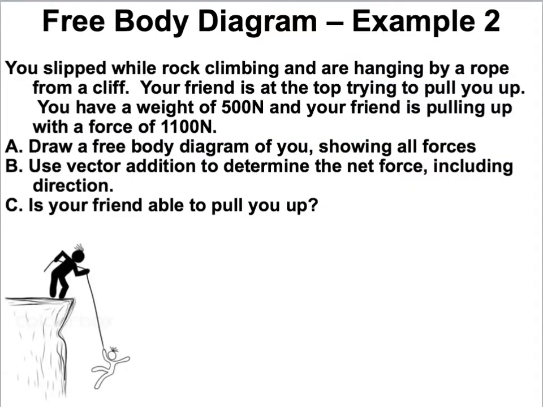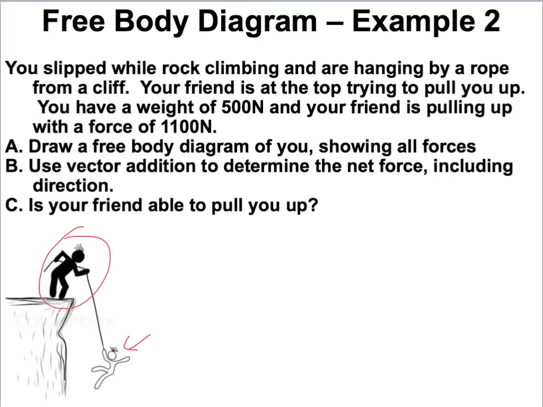Let's look at another example. Now I know this would never happen, so it says that you slipped while climbing, doing some rock climbing, and now you're hanging by a rope. So that's you. Your friend is at the top trying to pull you up. You have a weight of 500 newtons, and your friend is pulling up with a force of 1,100 newtons.